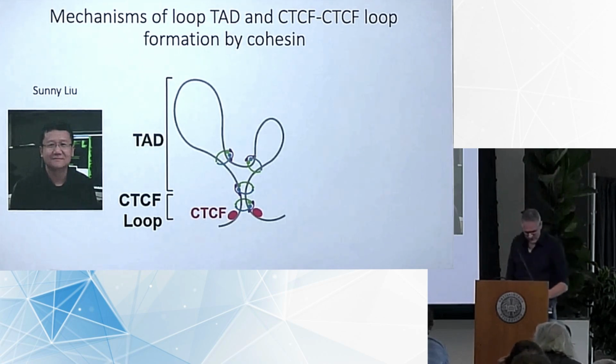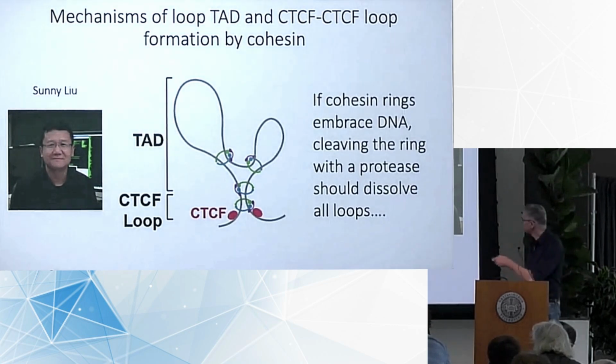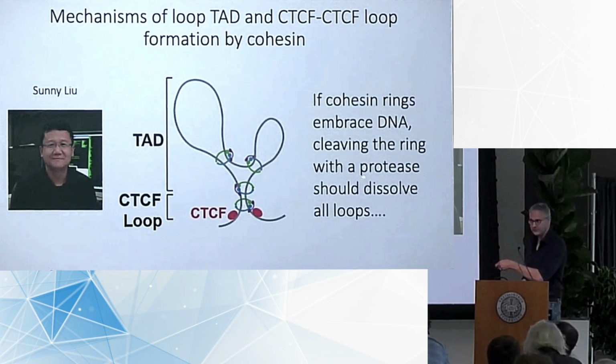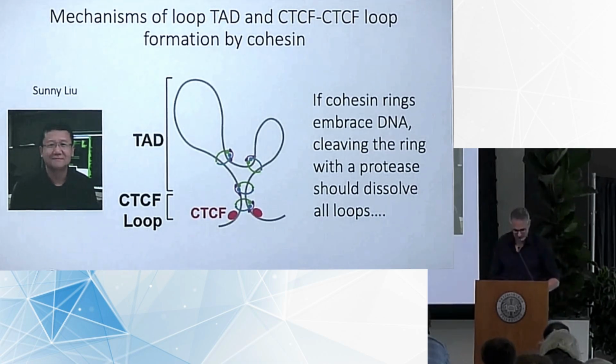He now leads his own lab at Fox Chase. And the idea is very simple. And again, this is really from Kristen Wendt's paper, the idea. If cohesin rings embrace DNA, then cleaving the ring with a protease should dissolve all loops in vivo. Okay, so here we have another way of looking at a topologically associated domain. Cohesin is found, of course, at the boundaries holding the CTCF sites together, but there are actively extruding cohesin complexes in the middle of the domain.